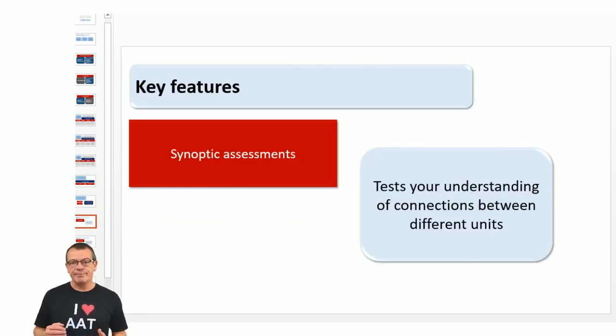So let's recap. Okay, what are the key features? Well, the first thing is we now know what a synoptic assessment is. Okay, it's testing your knowledge between all sections that you've covered and all units that you have covered on the advanced diploma at level 3. So everything is going to be examined except your indirect tax.